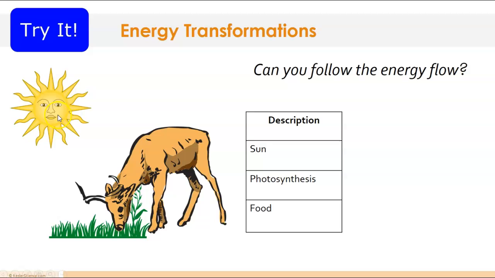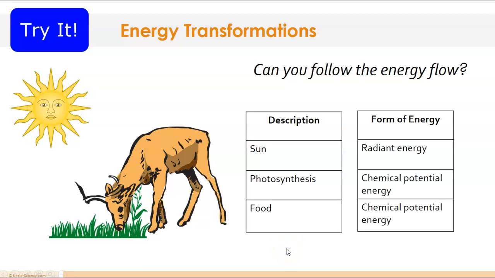Here we have the sun as our initial source of energy, and then we have photosynthesis in the green plants, and then we have our deer that is eating the food. Let's see if you can pause and tell me what forms of energy these three things represent. So here are the answers. The sun is radiant energy, photosynthesis is chemical potential energy, and the energy stored in the food for the deer is also chemical potential energy. The deer would eat that, and then if he uses it to run, that would be turning into kinetic energy.